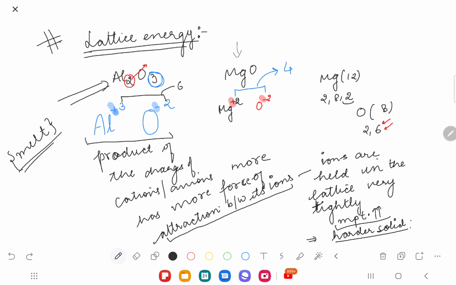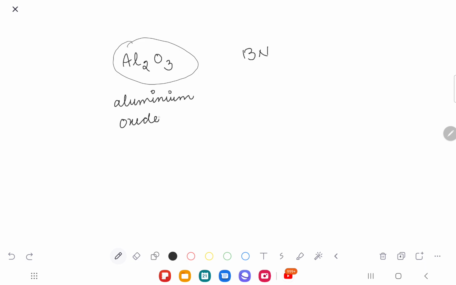So when we are talking about the lattice energy thing, this is how you determine. So for example, Mark, if I give you Al2O3 and if I give you BN, can you tell me who is a stronger solid now? This is aluminium nitride. You just can't say it directly. You have to please check it. This is aluminium oxide and this is boron nitride.